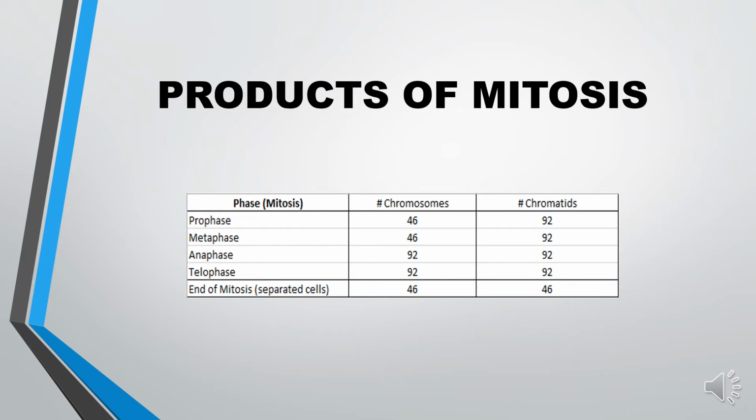During anaphase, or the away, A for away, we have 92 chromosomes, but at the end of mitosis, we have 46 chromosomes since the cytoplasm is already separated. That's why 92 divided by 2 equals 46, 46 chromosomes to each of the daughter cells.